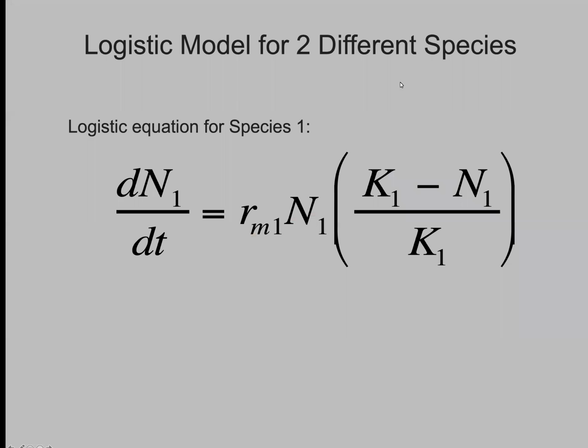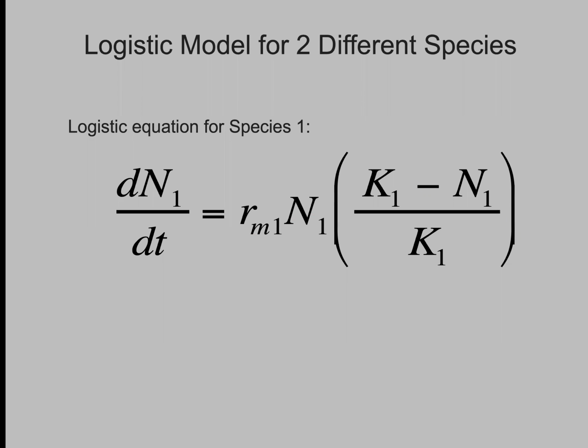So we're going to pick up where we left off last time. If you remember, we were talking about coexistence and niche overlap and competitive exclusion. And that implies that we're looking at two different species at the same time. And if you remember, we had our logistic equation for a single species, right?